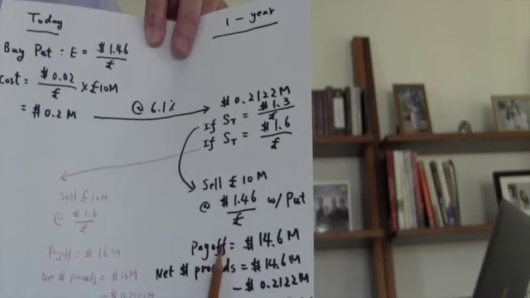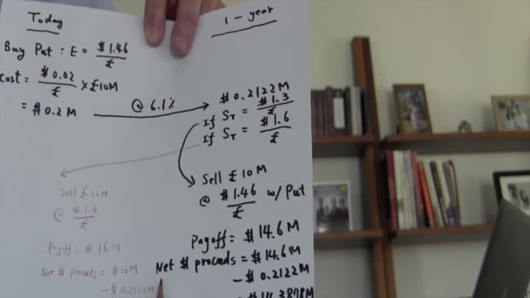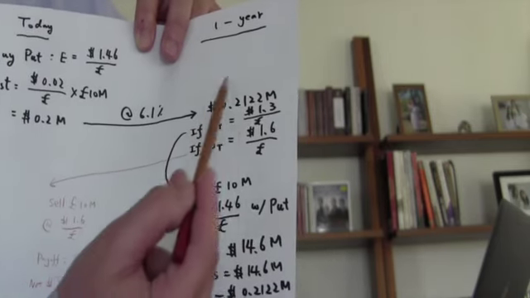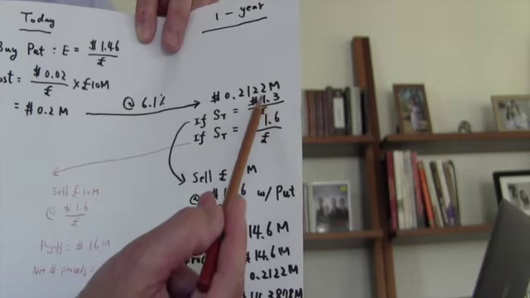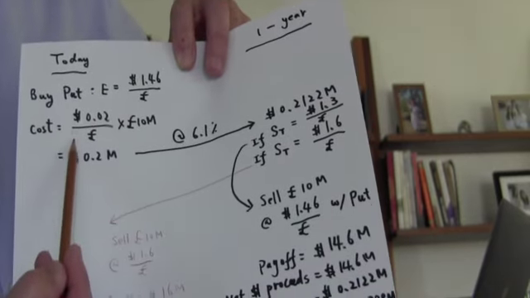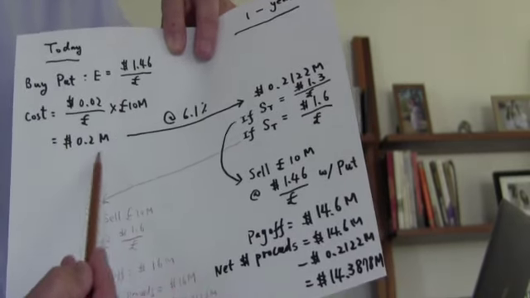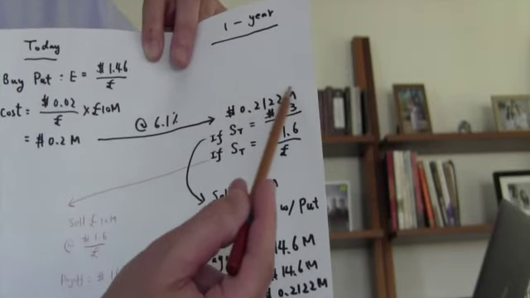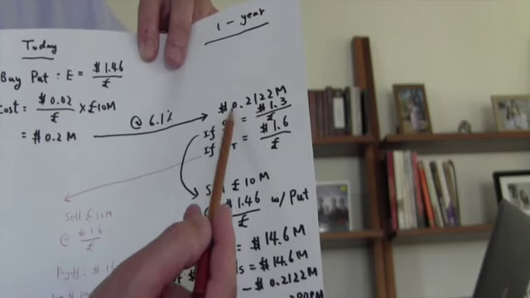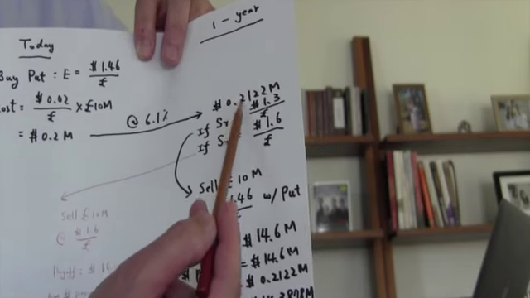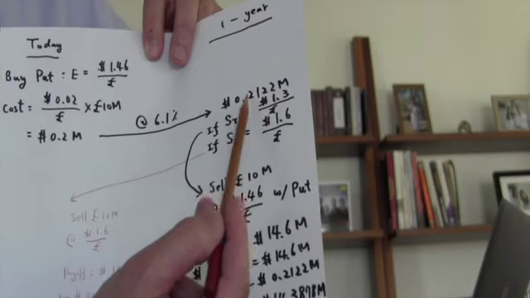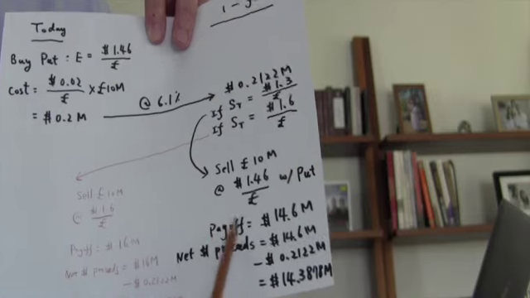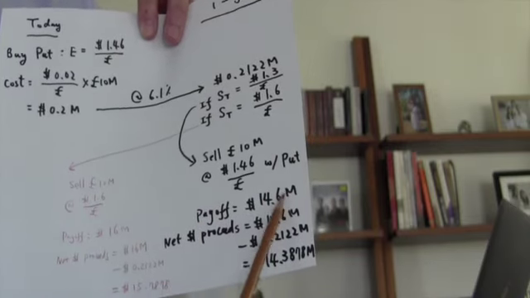In terms of the profit, the net dollar proceeds, we will need to take the cost of the put purchased today, $0.2 million, and with the time value of money consideration, the cost of this put would increase to $0.2122 million. So we will need to subtract this amount, the cost, from the payout of $14.6 million.